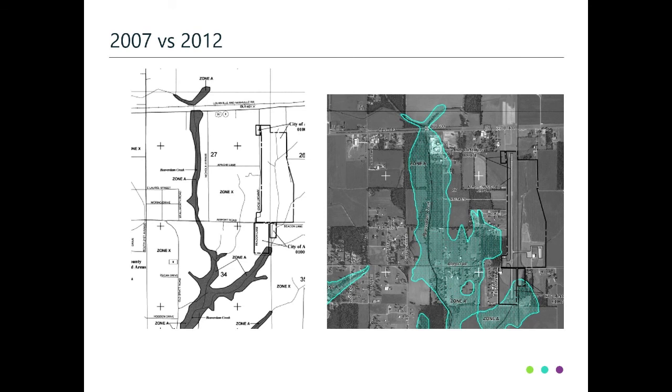Here we have on the left the 2007 digitized map for the city of Atmore, and on the right we have the 2012 restudied map. This area is along Beaver Dam Creek on the eastern edge of Atmore, near its airport. And even though the 2007 map is vector, meaning that there's no aerial background, you can still see how many homes were affected by the expanded floodplain in the 2012 map.